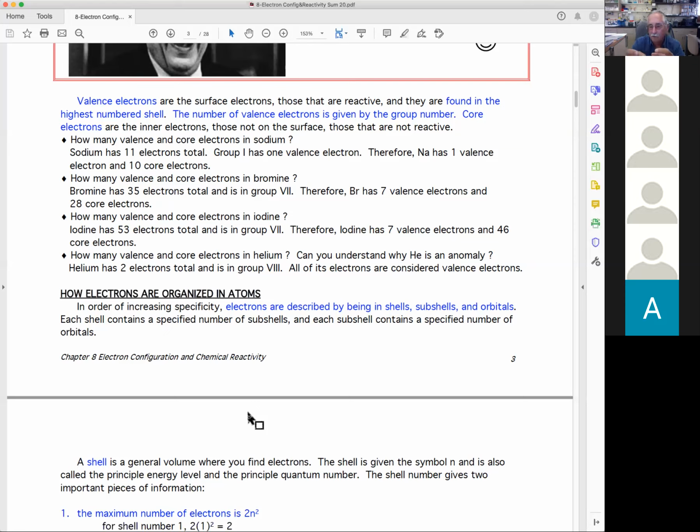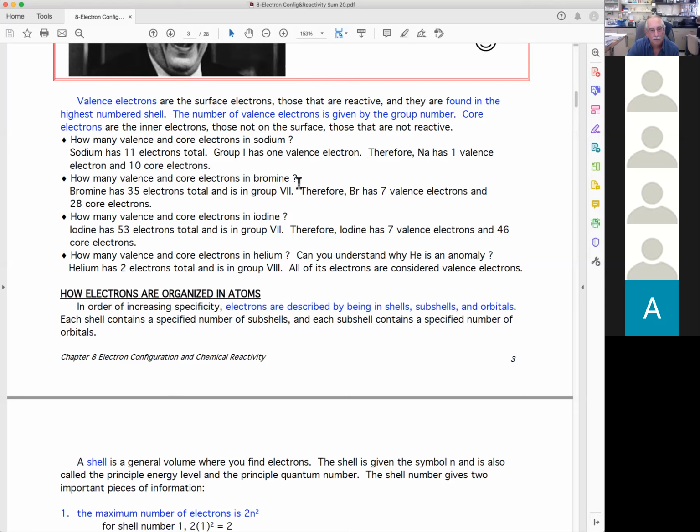So if you're a sodium electron, and sodium decides to lose an electron and give it to chlorine to form chloride, for example, what kind of electron is that? That's a valence electron. So how many valence and core electrons in sodium? It's element number 11, so it's got 11 protons, therefore 11 electrons. It's in group 1, that tells me that it's got 1 valence electron. So therefore the other 10 are going to be core electrons.